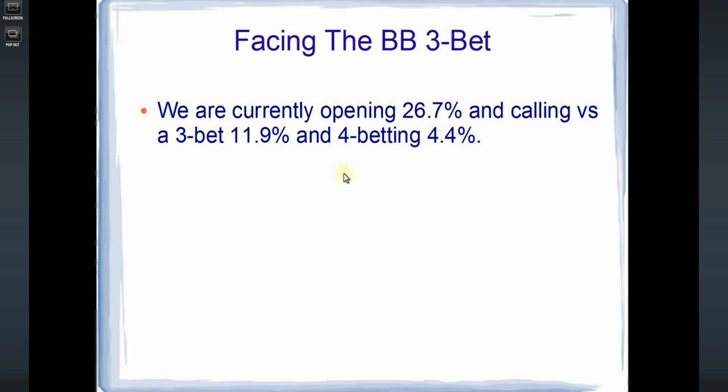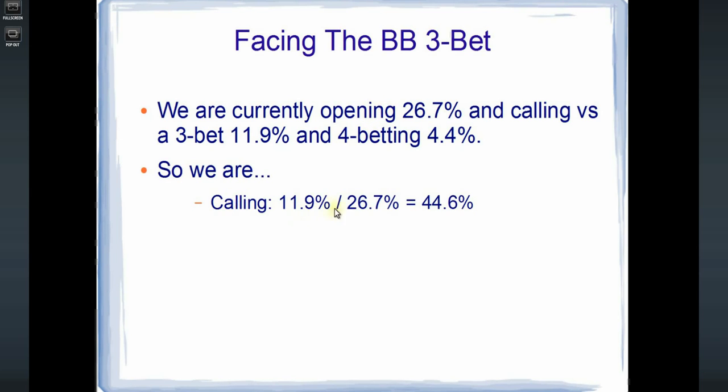We are currently opening 26.7% of the time in the cutoff, calling versus a 3-bet 11.9%, and 4-betting 4.4%. So we are calling 11.9% divided by 26.7% equals 44.6%. So we call a little bit less than half the time when we face a 3-bet.